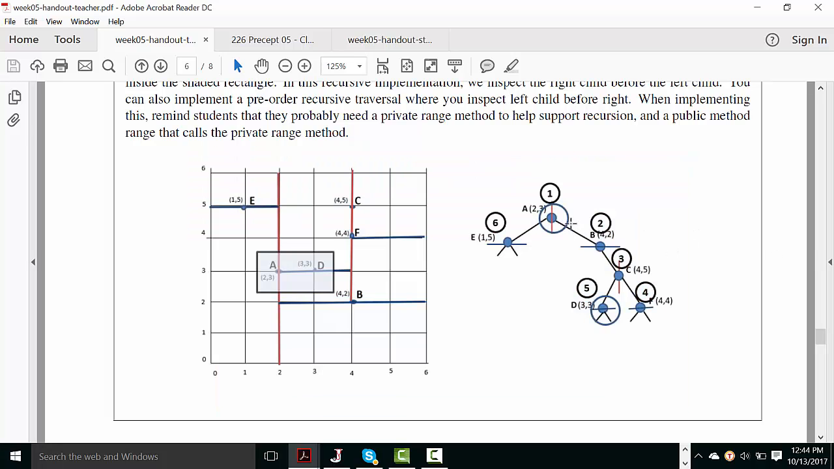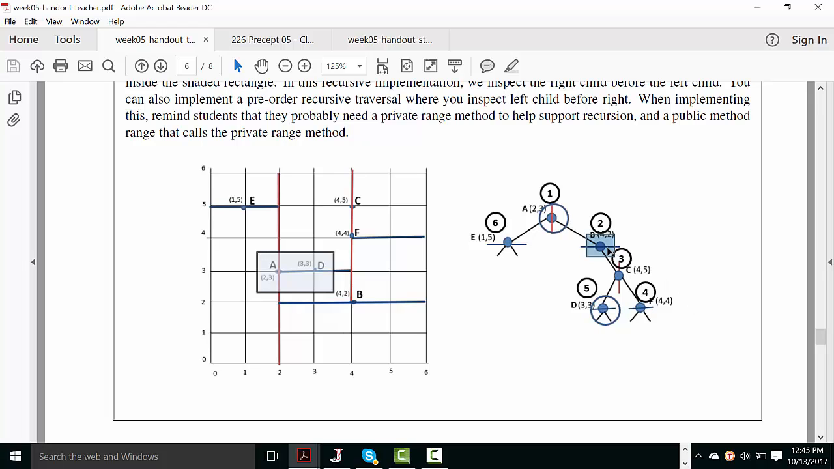So we understand that point A now is inside the rectangle. So we put that into some kind of a queue so we can return an iterable at the end. Now I have some recursive order that I will traverse this tree. Let's suppose I go to the right tree of this.